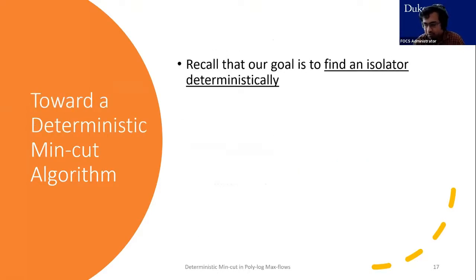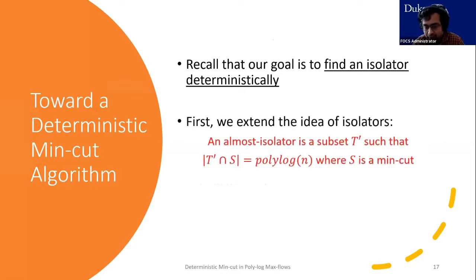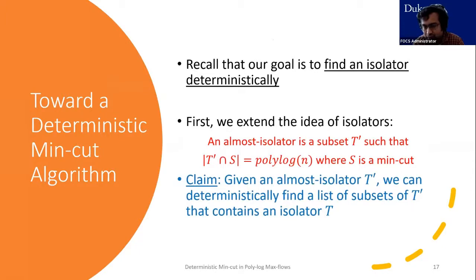But note that we are looking for deterministic algorithms. So this is the part that gets a little technical, and I'll give you a sketch in 2 or 3 minutes. There are a few ideas that go into this. The first one is that we extend the idea of isolators slightly. In particular, we call a set an almost isolator if, instead of hitting exactly one vertex, you can ensure that the overlap with one of the sides of the min cut is polylog n. So the overlap isn't large, but it's not as precise or as small as just a single vertex.